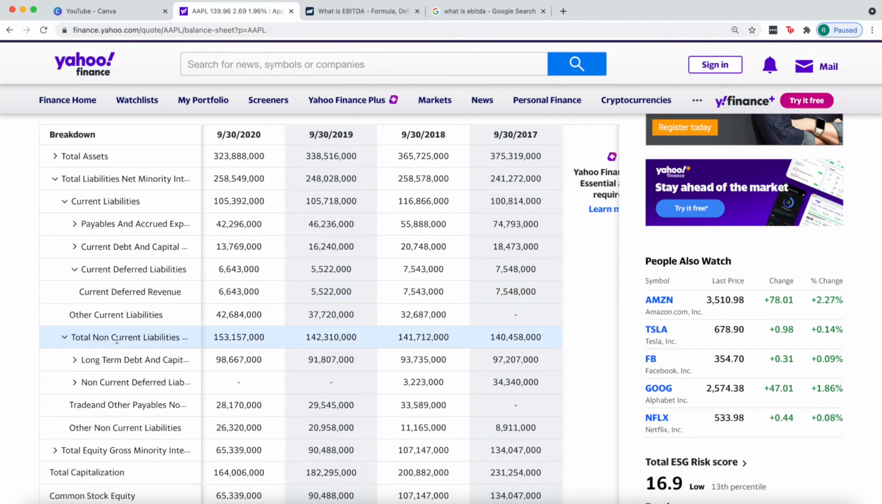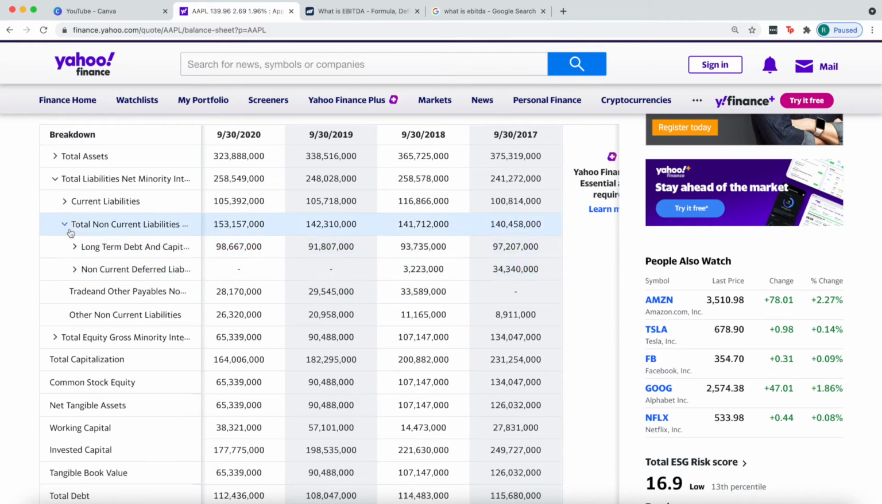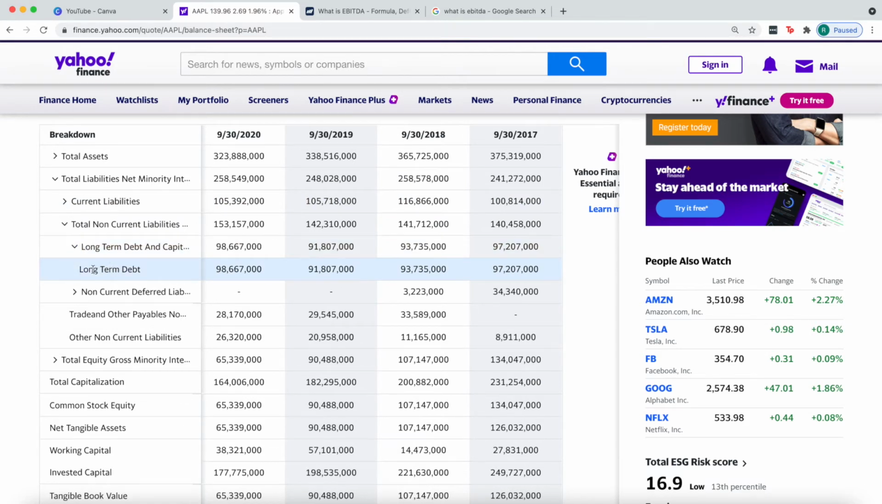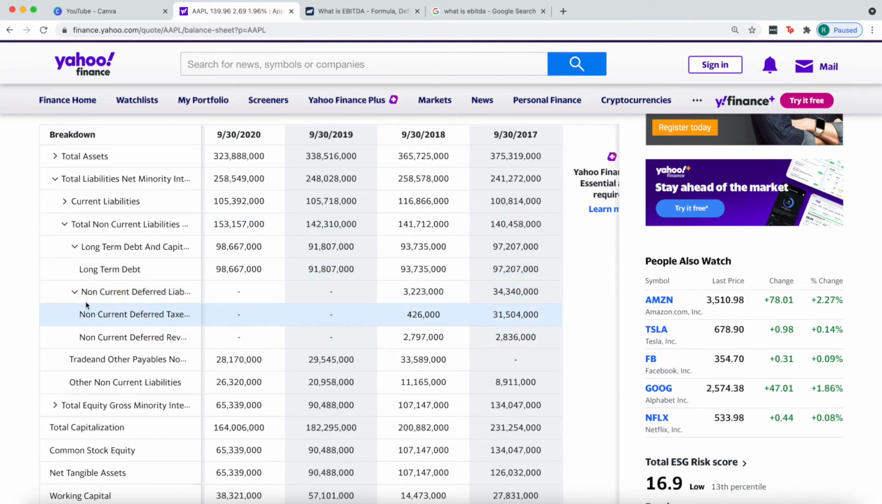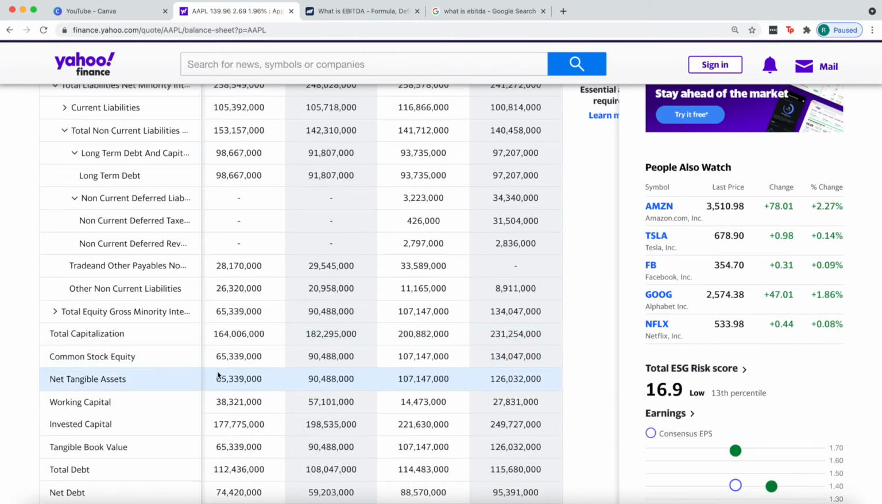The non-current liabilities also take into account plant. Your long-term items are going to be your debt and capital. So for non-current liabilities, we're going to go into long-term debt and capital. Long-term debt is how much you owe over time that may be factored into your liabilities. Deferred liabilities also include your taxable income. Also, you can go into your common stock equity. You can see this entire part of the balance sheet.